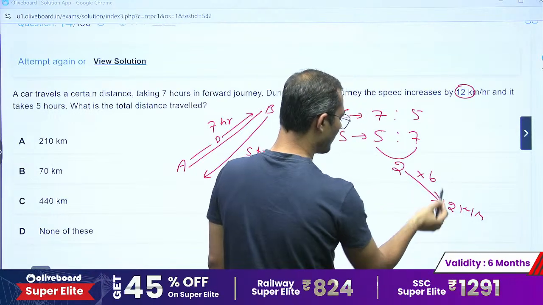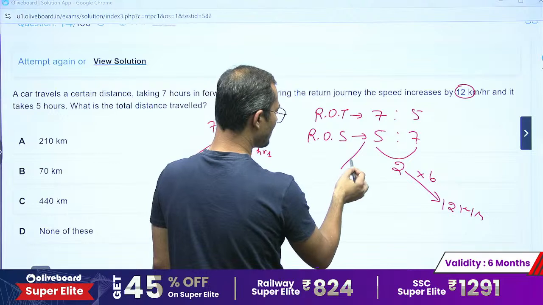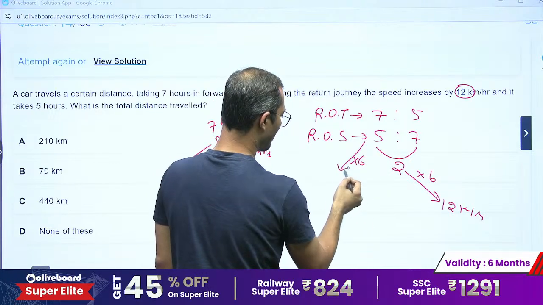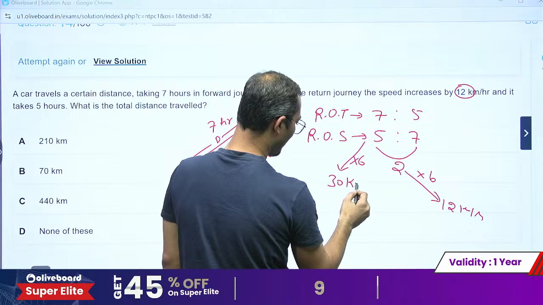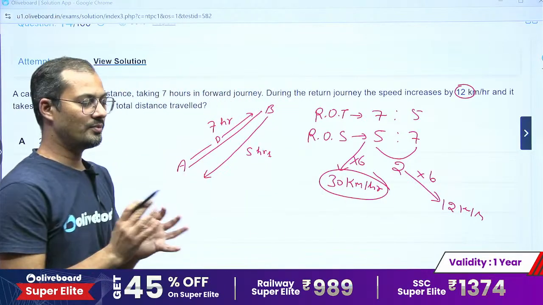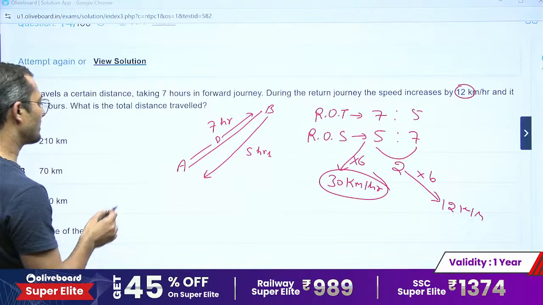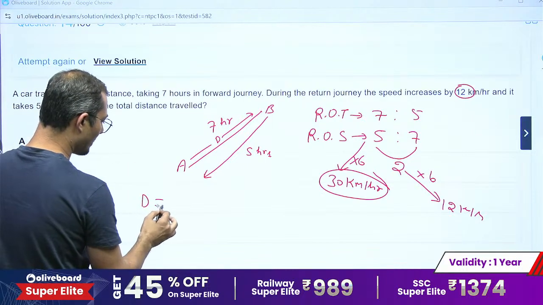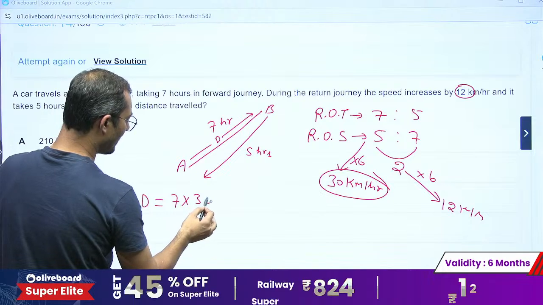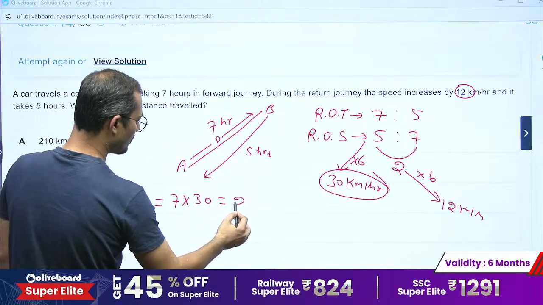How much times? It is 6 times, right? So what is the original speed? 5 into 6, 30 km per hour. 30 km per hour is the original speed, right? So D is equal to how much? 7 into 30, so we can say 210.